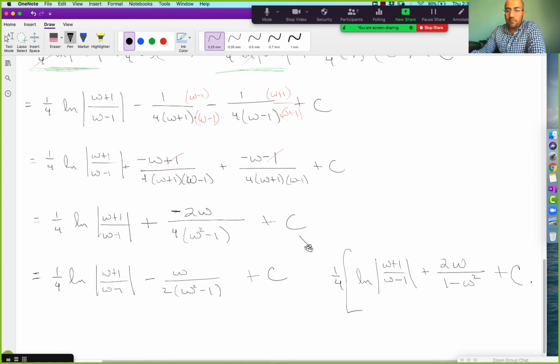Now, this constant, right, we factored out the 1/4, so this constant and this constant would actually be different. It doesn't really matter. A constant is a constant. And so that's what the book has. Same as this, same as that. Just a little bit of algebra. Okay, any questions?